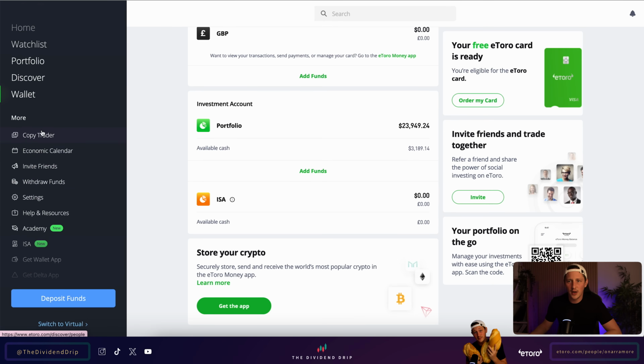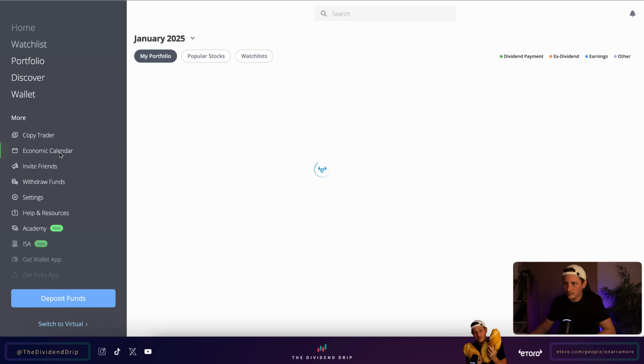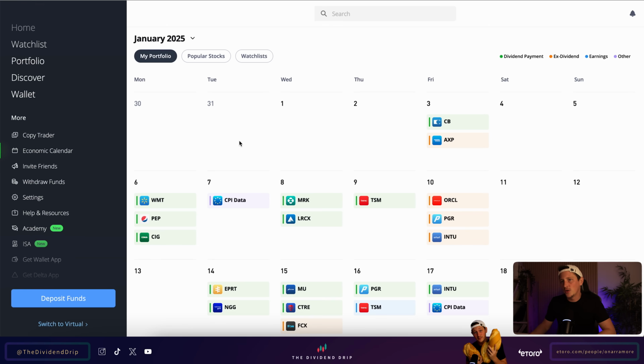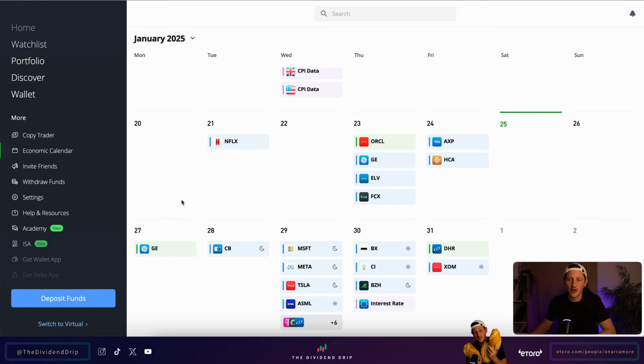Moving on from there, we've got our copy trader here, if you really want to snap to it. I love this. I don't think enough people use this. The economic calendar. Fantastic bit of kit. So you can actually have your portfolio in here to understand what is coming up. So it's the 25th today. Here we go. Let's see what's coming up next week.